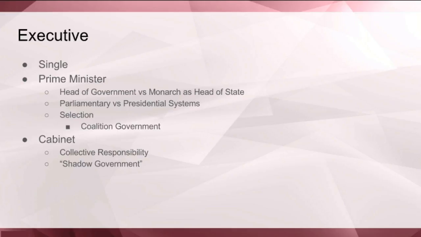Another thing to consider when thinking about the executive is the shadow government or shadow cabinet. This is the organization in the opposition party where you have the leader of the opposition serving as the shadow PM, and then various other individuals in the opposition party serving as shadow ministers. And it's their job to hold the government accountable by asking questions during question time and being able to provide alternative viewpoints and alternative positions.